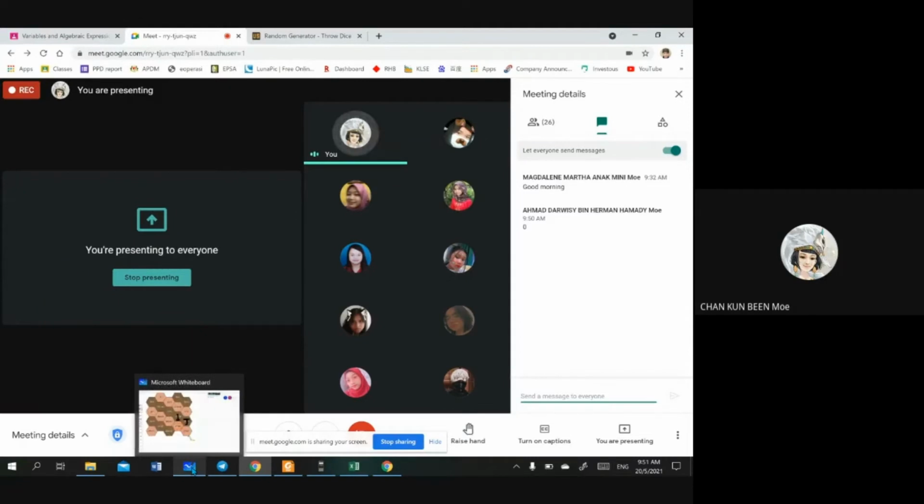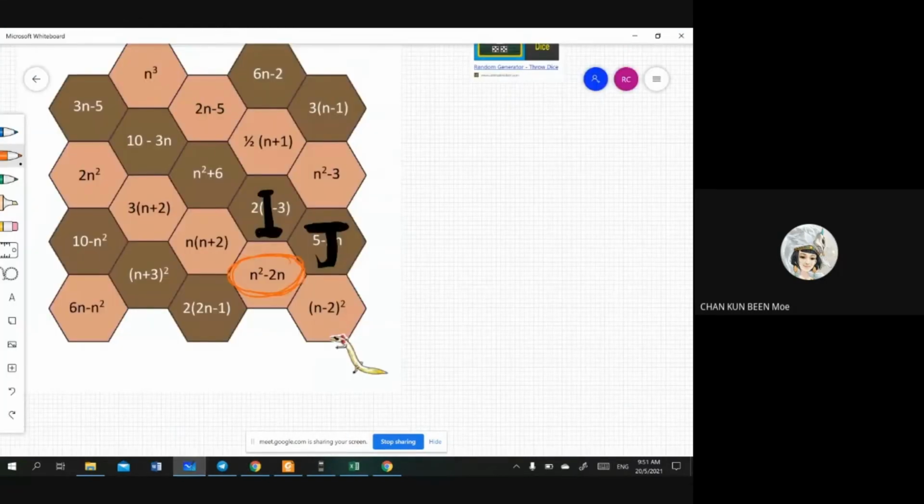Cannot. Okay, then I'm going to solve it for you. N squared minus 2n. It means just now the dice shows 3, right? So 3 squared minus 2 times 3. 3 squared is how much? 9. Minus 2 times 3, which is 6. So the answer is 3. Very good. So group 1 didn't get any points for that.